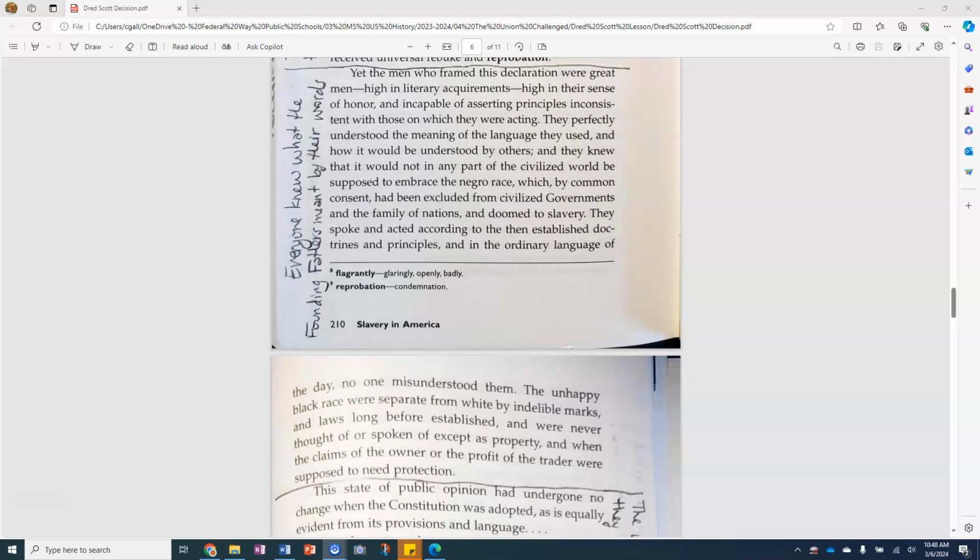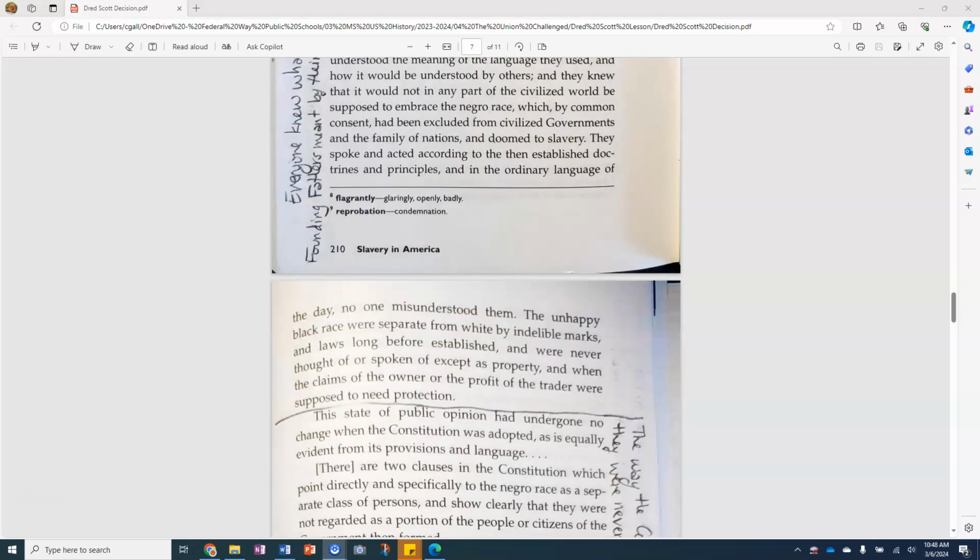He says they, and now the they is Jefferson, Adams, and Franklin, spoke and acted according to the then established doctrines and principles and in the ordinary language of the day. No one misunderstood them. They knew what they were saying. Everyone knew what they were saying. The unhappy black race were separated from white by indelible marks.